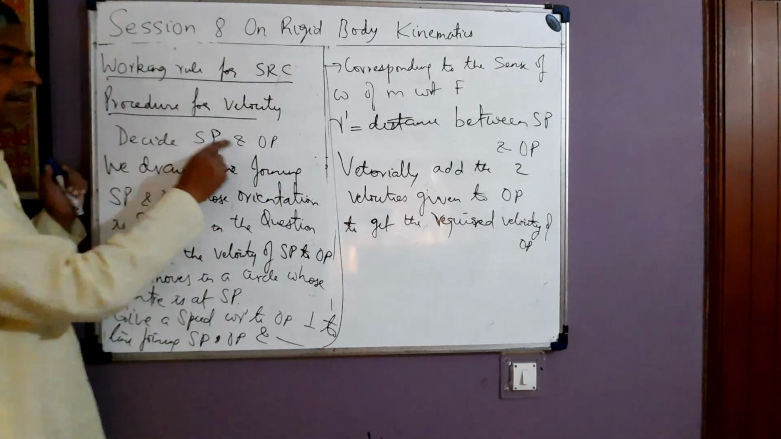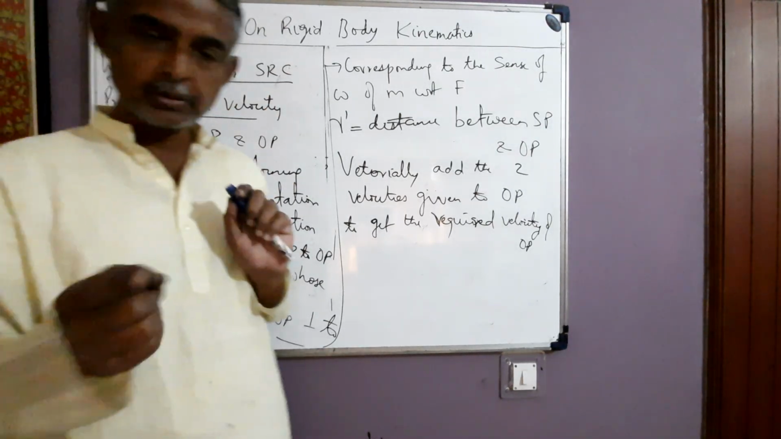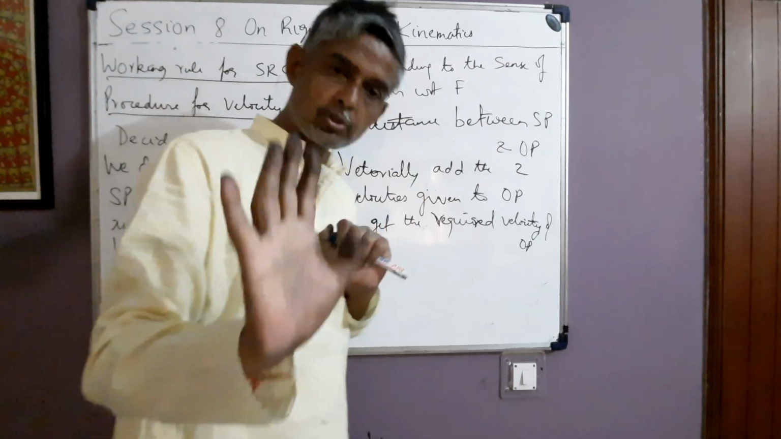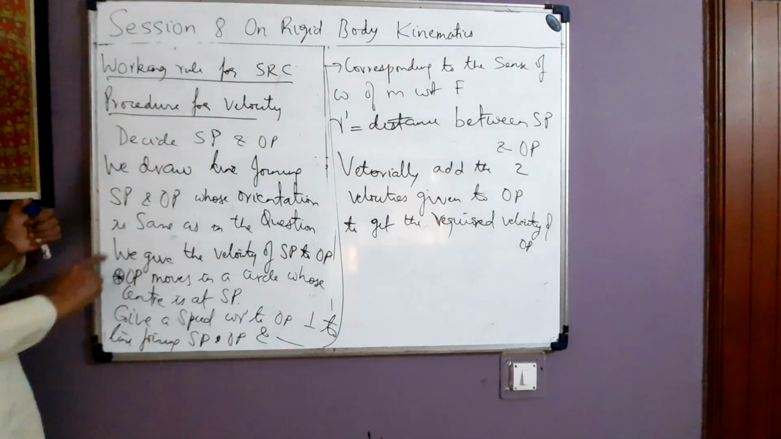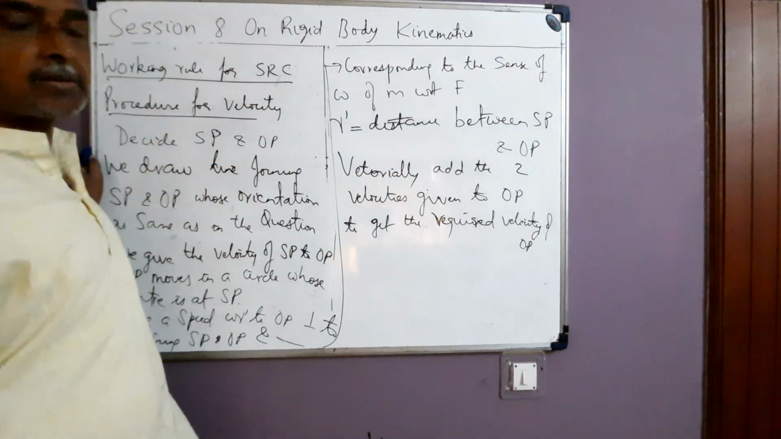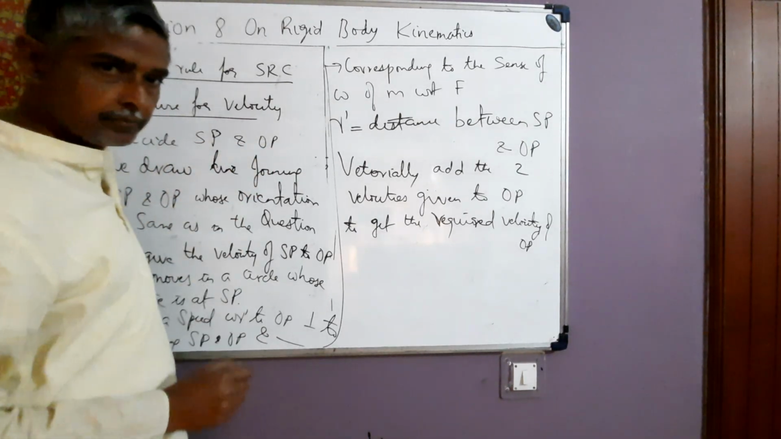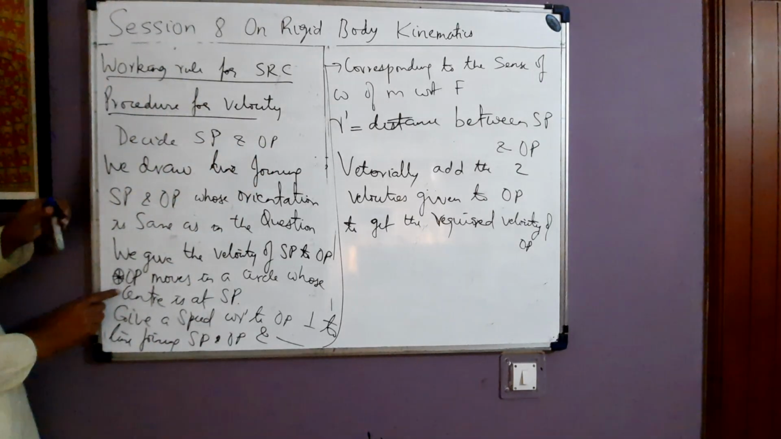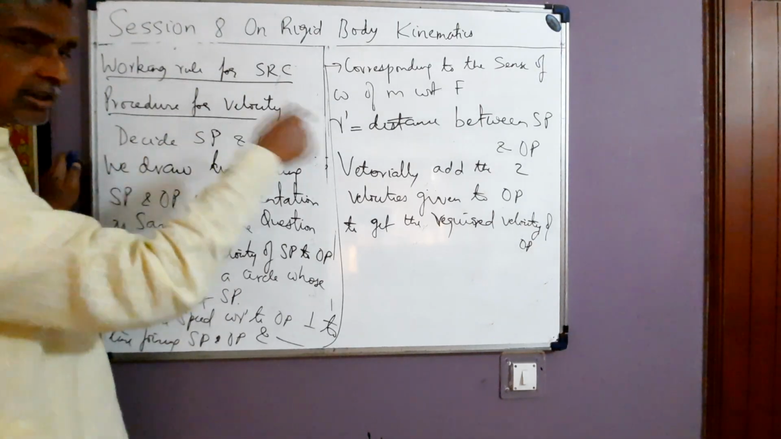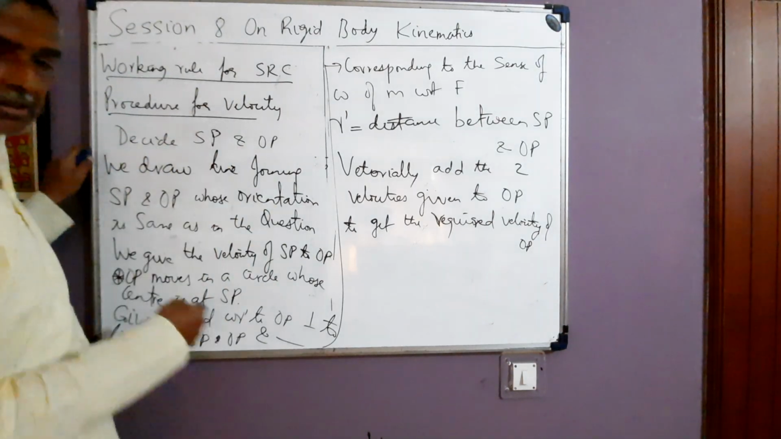First of all, we decide SP and OP, which point is SP, which point is OP. At least one of the points should have known velocity. Then we draw the line joining SP and OP whose orientation is the same as in the given question. Then we give the velocity of SP to OP. Then we remember this sentence mentally: OP moves in a circle whose center is at SP and radius is R dash.